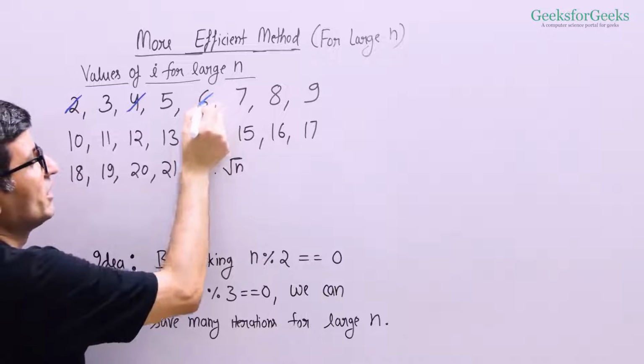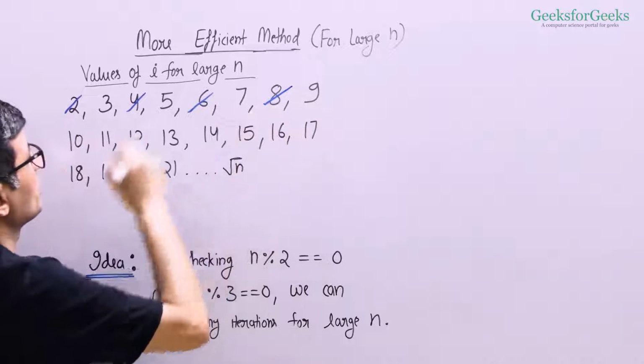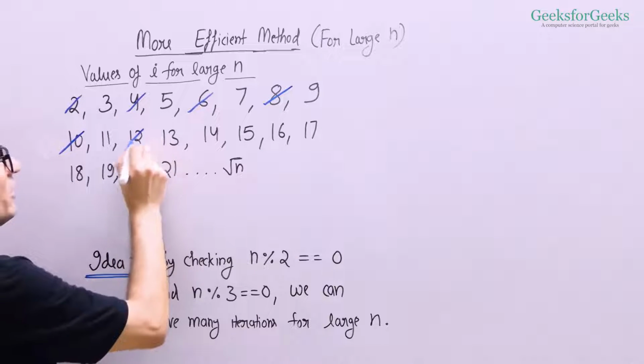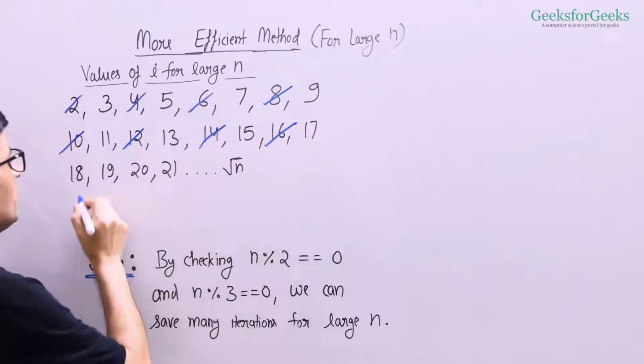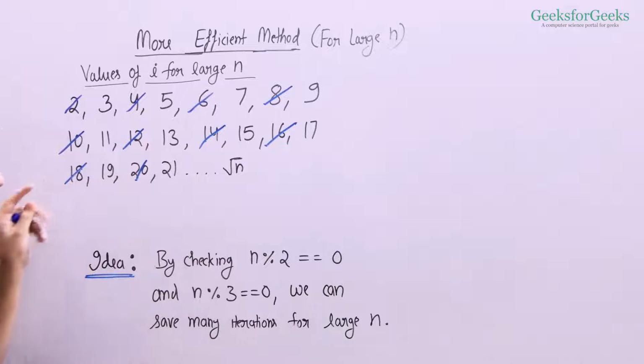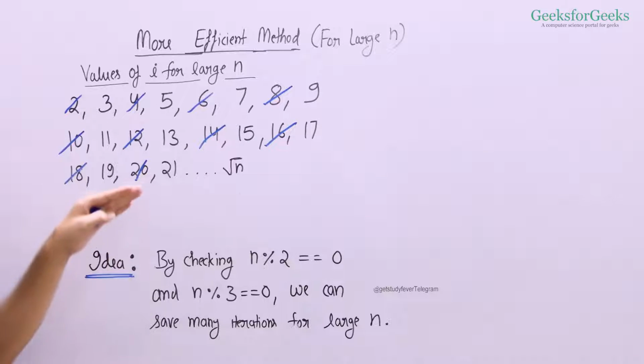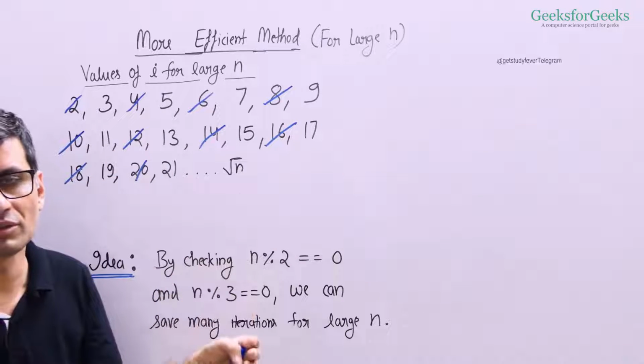Because of the same reason, we don't need to check for 6, don't need to check for 8, don't need to check for 10, 12, 14, 16, 18, 20. So all the even numbers can be skipped. We can reduce the iterations to almost half.